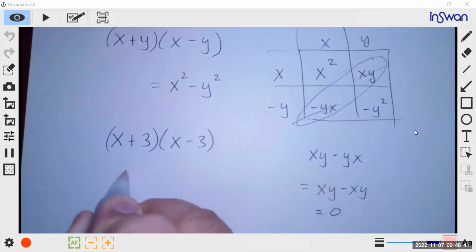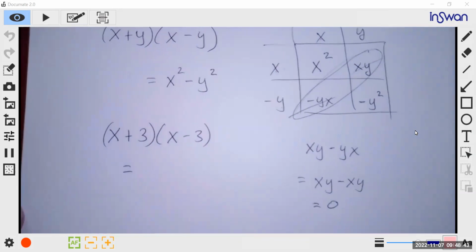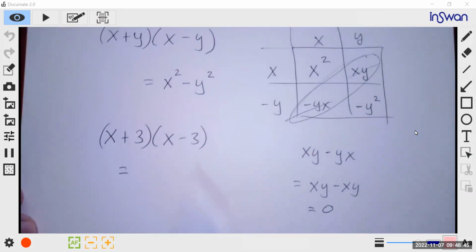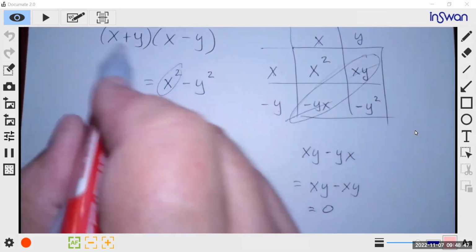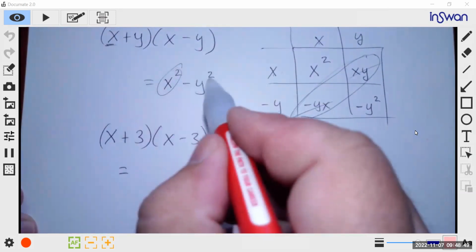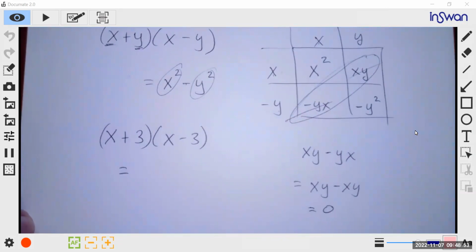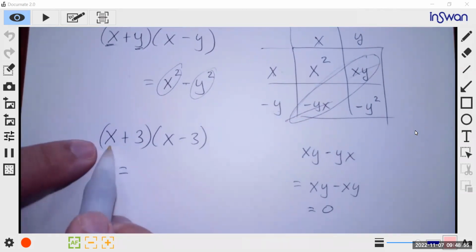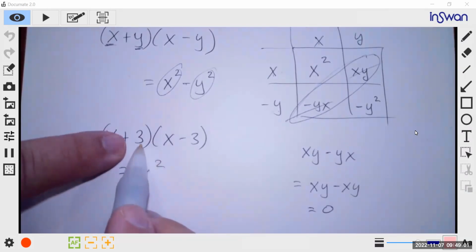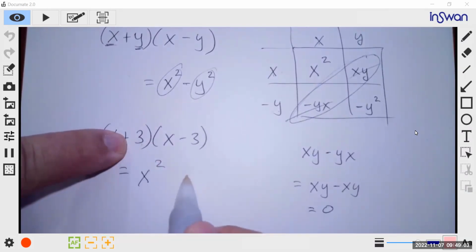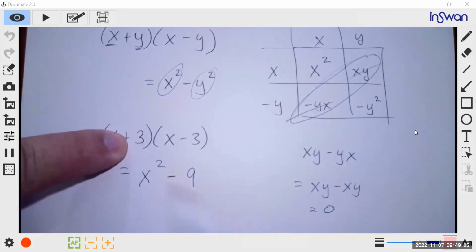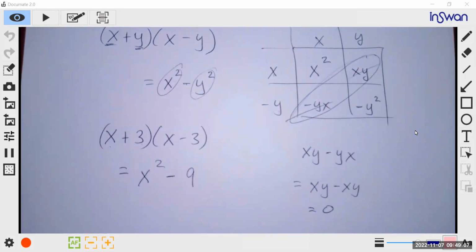So what's that one going to be? All this one says is take the first term, square it, take the second term, square it, and subtract them. Take the first term, you get what? Square it. X squared. Take the second term, 3, and you square it. What do you get? And subtract them, and there you have it.